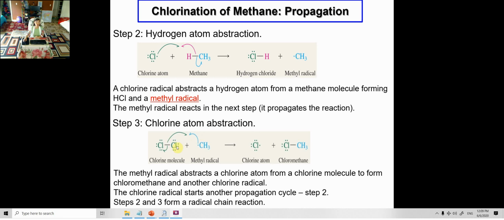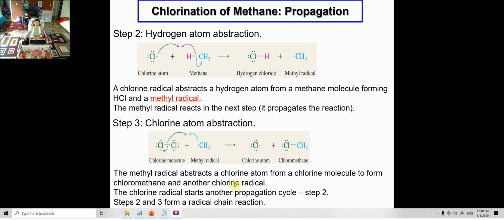And then your methyl tends to attract to your chlorine. So, chlorine atom abstraction. One of the chlorines brings one single electron to form chloromethane. You see the black colored line? This is a single bond: one electron from your methyl radical, another electron from your chlorine atom. And then the second chlorine atom becomes another radical. Again, this step is a propagation. The methyl radical abstracts a chlorine from the chlorine molecule Cl2 to form chloromethane and another chlorine atom, which is a radical.